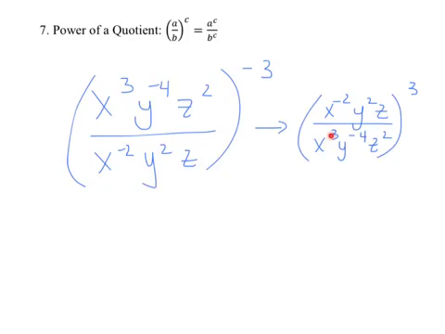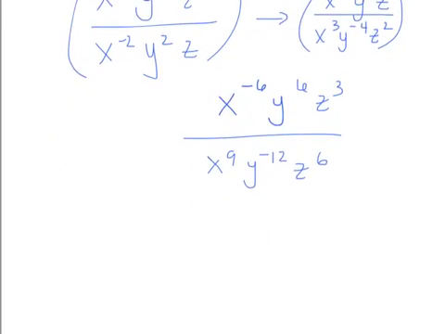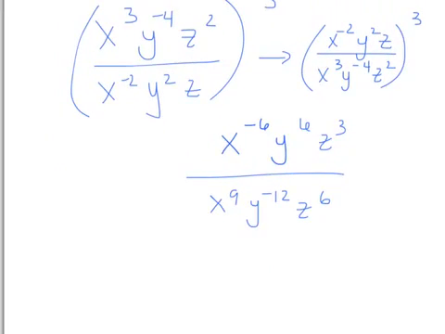So for this problem, we can distribute the 3 to everything now, giving us x to the negative 6, y to the 6, z to the 3rd, all over x to the 9th, y to the negative 12th, z to the 6th. And now let's move our negative exponents around real quick. So in the numerator we end up with y to the 6th, z to the 3rd.